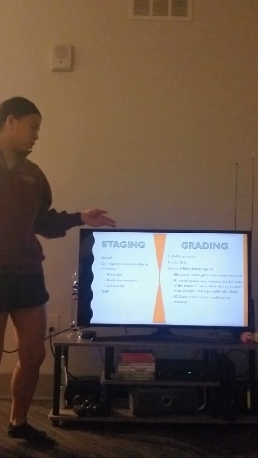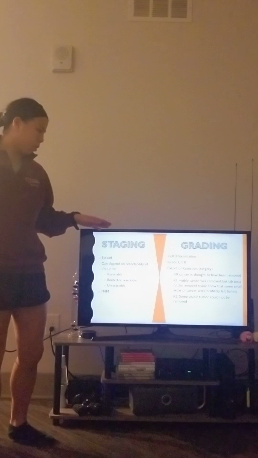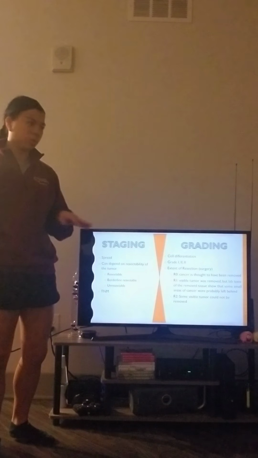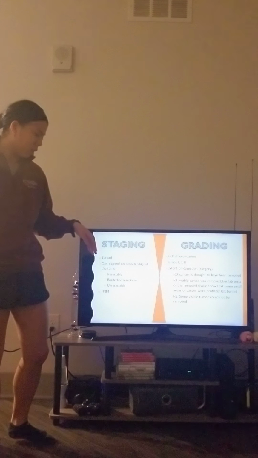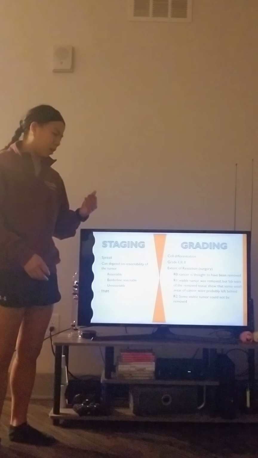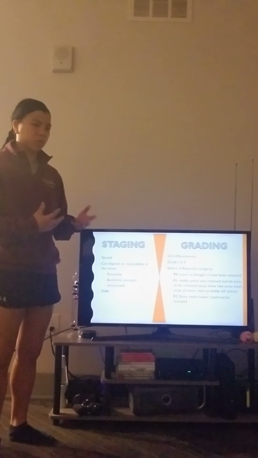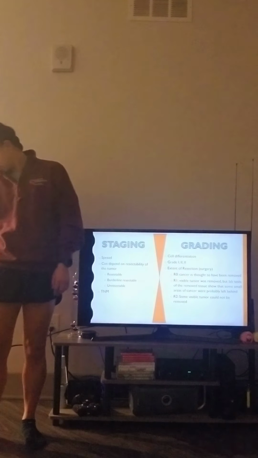So R0 means the tumor has been completely removed, and R1 means the visible tumor has been removed, but there's probably still traces of cancer in the area. R2 is that they did the surgery and couldn't remove all of it, so there's definitely still some visible cancer left behind.